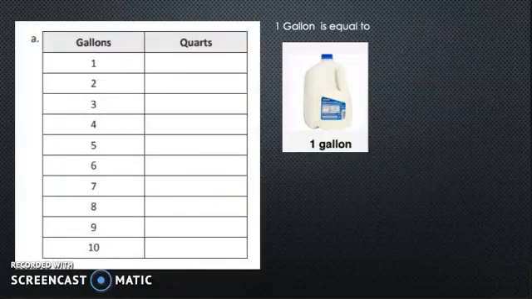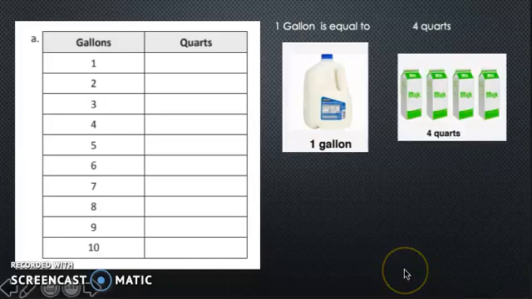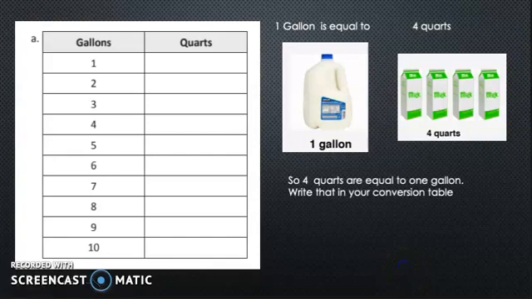Okay, so let's begin by looking at how to convert gallons into quarts. 1 gallon is equal to 4 quarts. So 4 1-quart containers is equal to 1 gallon container. Go ahead and write that in your conversion table. So now, if I'm trying to figure out 2 gallons, how many quarts might that be? Right, 8 quarts. I had to double the number of quarts for 2 gallons, or multiply it by 2.